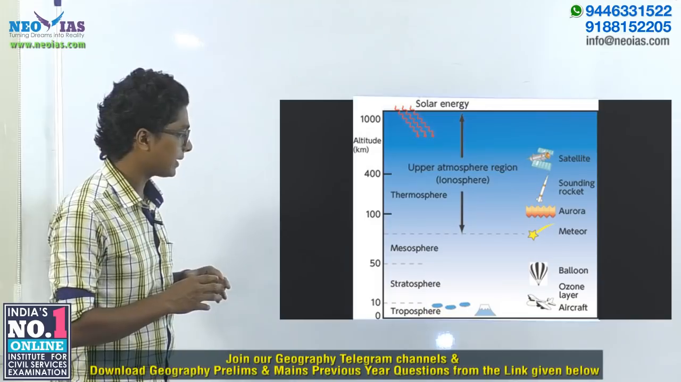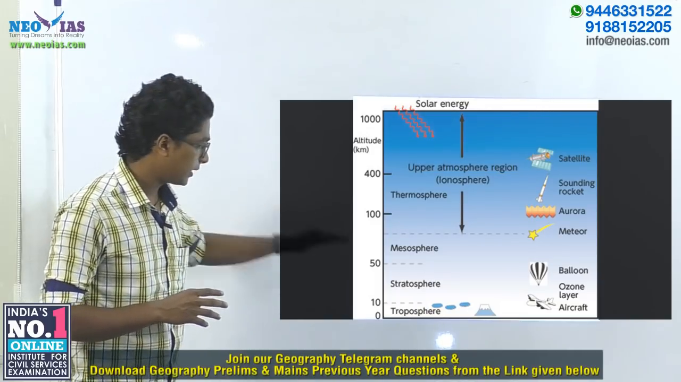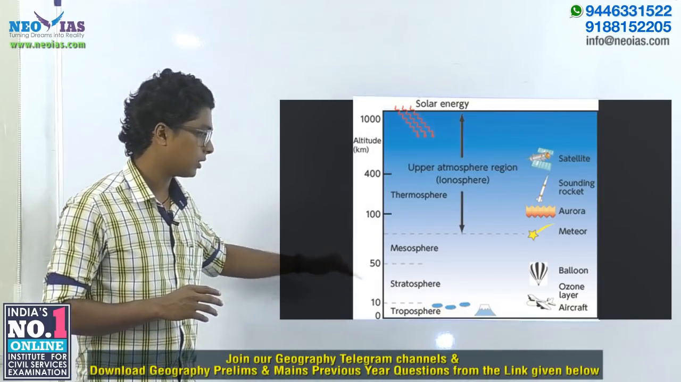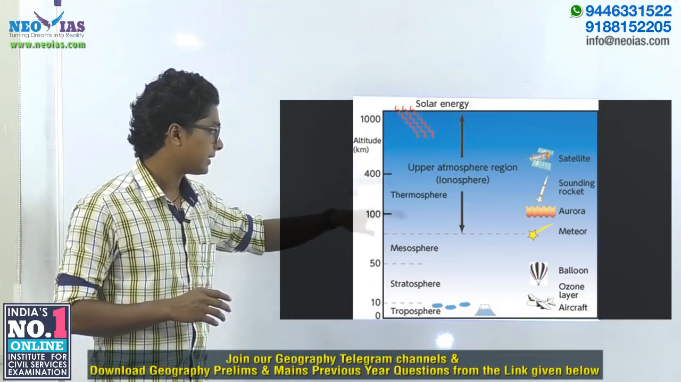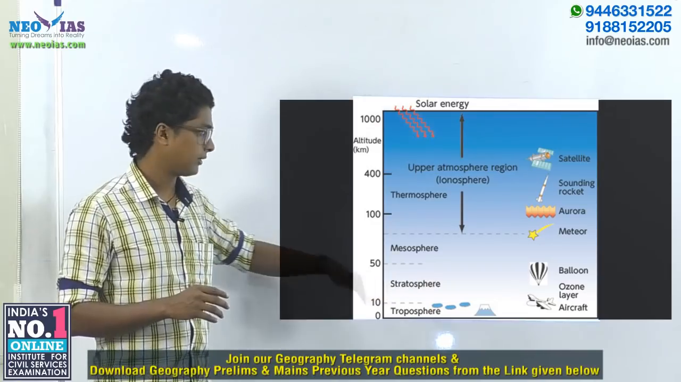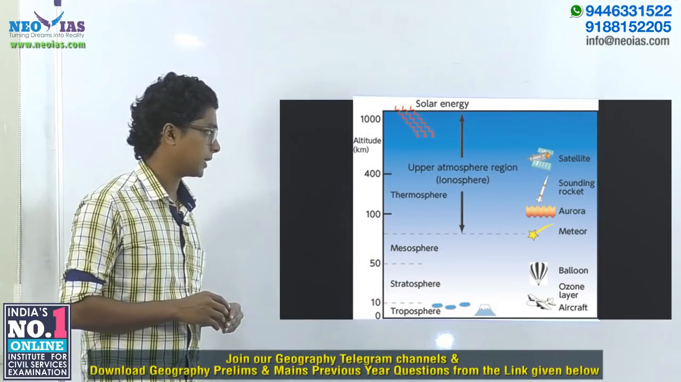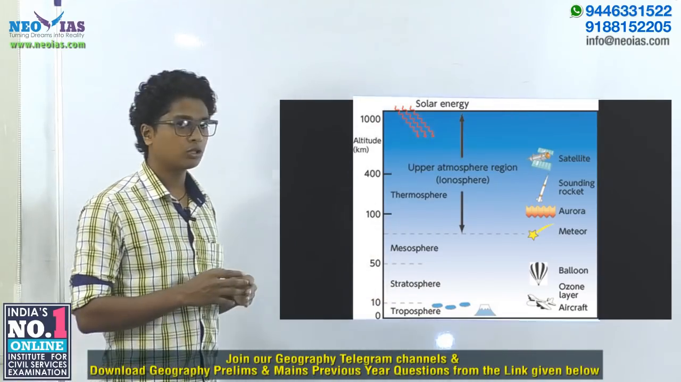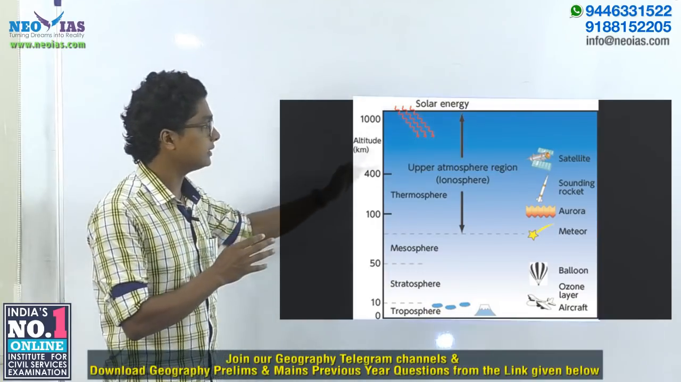So here in this picture, you can see the aircraft flying through the troposphere or the upper troposphere, the ozone layer in stratosphere, and the weather balloons extending all the way up to the top of the stratosphere. They won't be able to reach the mesosphere. So today's video is regarding ionosphere, which is the region within the thermosphere.